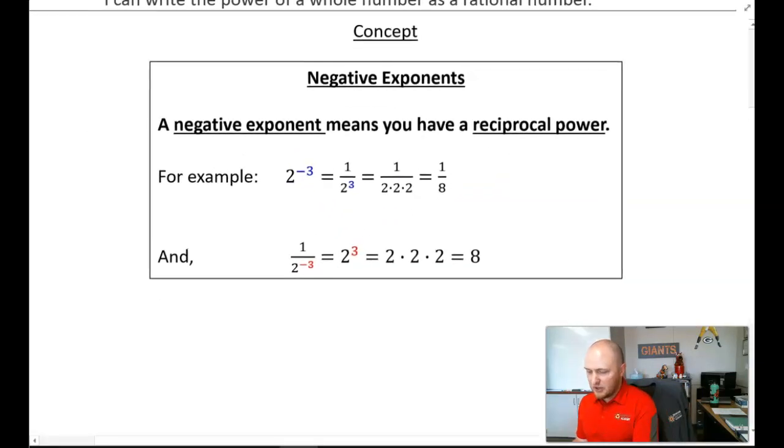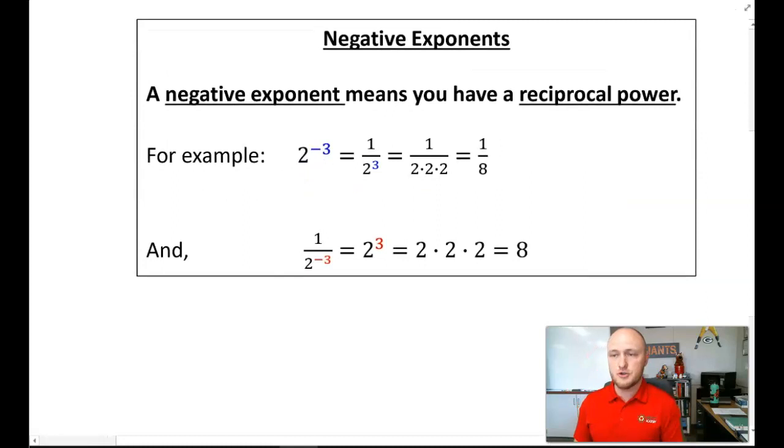A couple of properties that I also want to introduce or reintroduce to you are the negative exponent property, as well as the property of 0. First of all, a negative exponent means that you have a reciprocal power. Here's an example of how it works. If I have 2 to the power of negative 3, this is the same thing as 1 over 2 to the third. I just move this number from the numerator to the denominator, and then the power changes from negative to a positive. And 2 cubed is 8, right? 2 times 2 times 2. So we get 1/8.